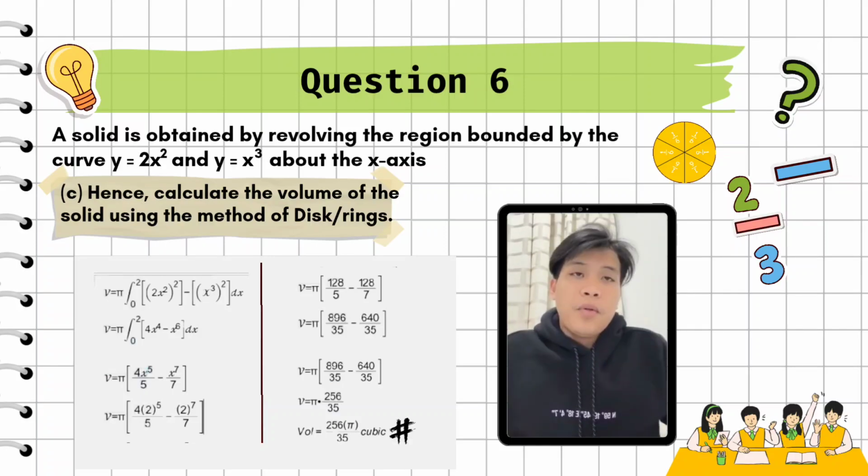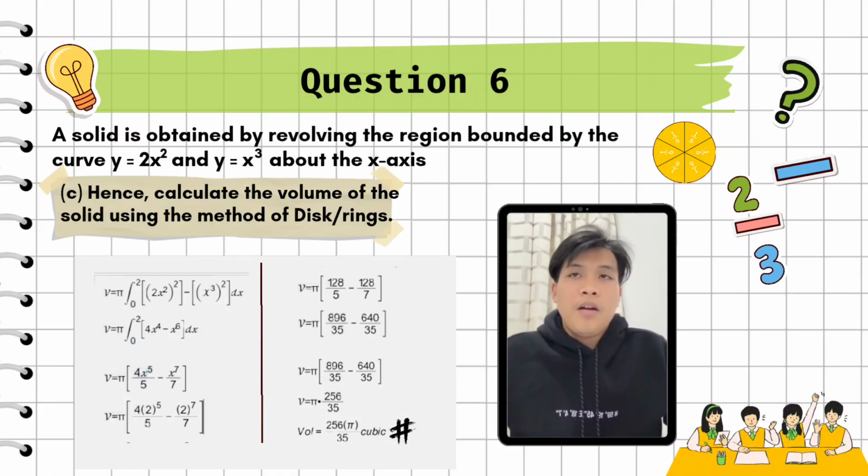The last question, question C, is to calculate the volume of the solid using the method of disc or ring. First of all, we need to simplify the terms inside the brackets. The square of 2x² is 4x⁴, and the square of x³ is x⁶. Substituting this, we get V = π ∫(4x⁴ − x⁶) dx. Next, we integrate term by term.